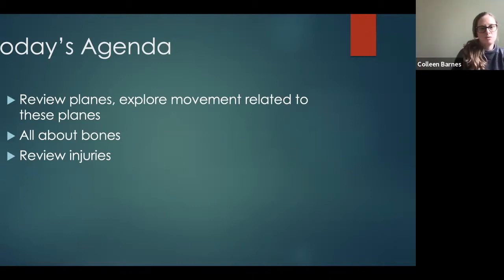So today we are going to review the planes that we've already talked about in the last class, but we're also going to go a little bit deeper, exploring movement that's related to these planes. We're also going to talk all about bones and review injuries, as well as give you a couple new ones that we didn't go over in our first section of class.